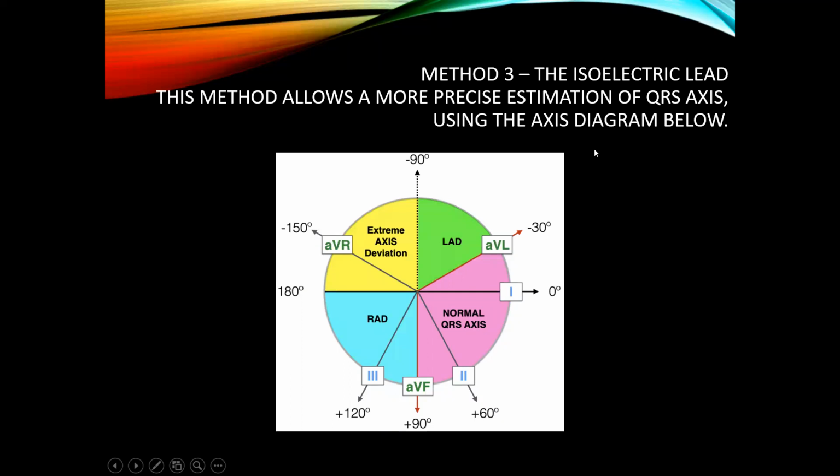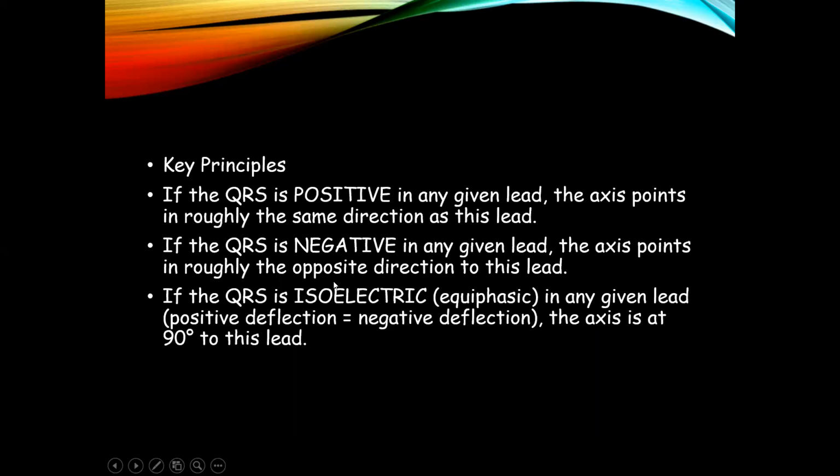Then method 3, the isoelectric lead. This method allows a more precise estimation of QRS axis using the axis diagram below. So when we look at this, this is just the diagram we looked at earlier, okay? So the key principle is if the QRS is positive in any given lead, the axis points in roughly the same direction as this lead. If the QRS is negative in any given lead, the axis points in roughly the opposite direction to this lead. If the QRS is isoelectric in any given lead, this positive deflection equals negative deflection, the axis is at 90 degrees to this lead.